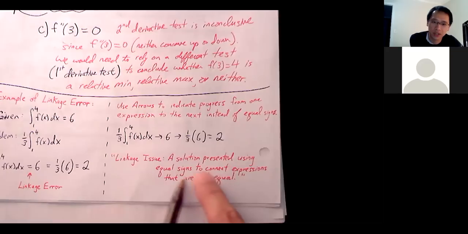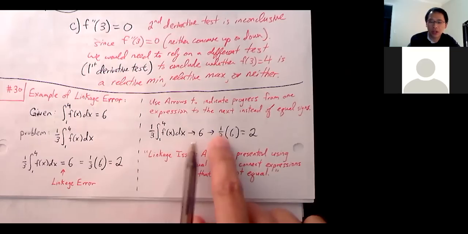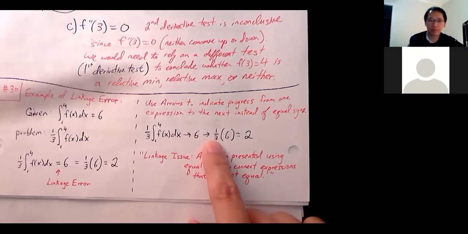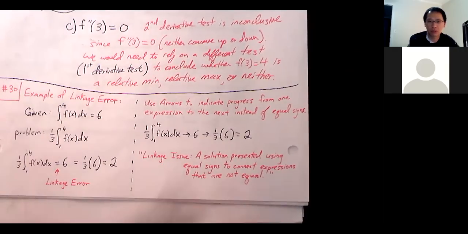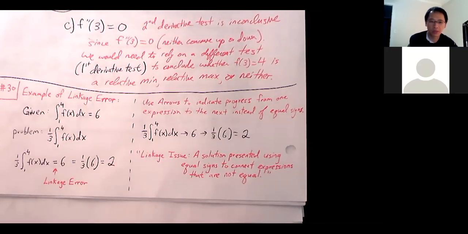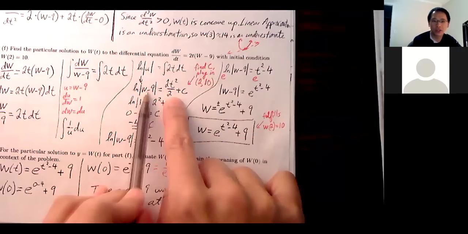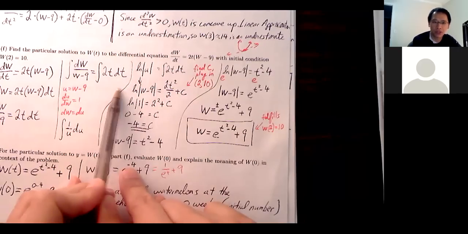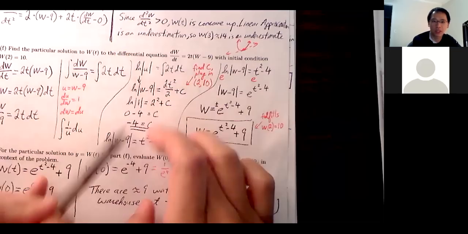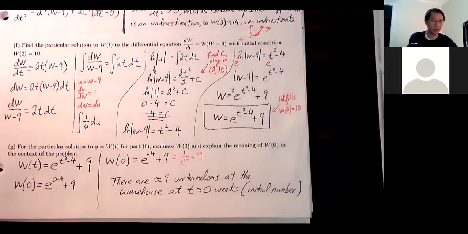So this is what it is. Linkage issue is a solution presented using equal signs to connect expressions that are not equal. So either use arrows if you're trying to connect a bunch of different parts together, or just don't do anything. Just don't put any arrows or equal signs, and just show your work from one step to the next in progression and try to avoid equal signs. Now, if it's an equal sign within a line, that's usually fine because all these are just equal signs, right? But if you're just showing a bunch of equals from one step to the next, that's where some issues may occur.